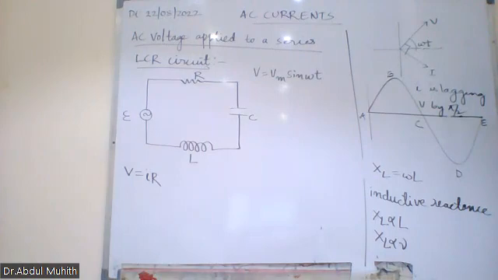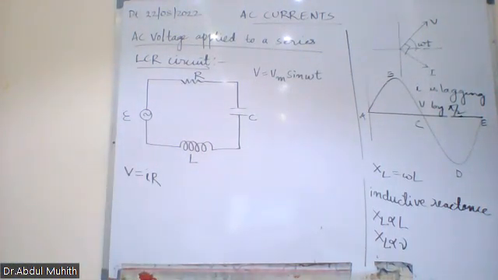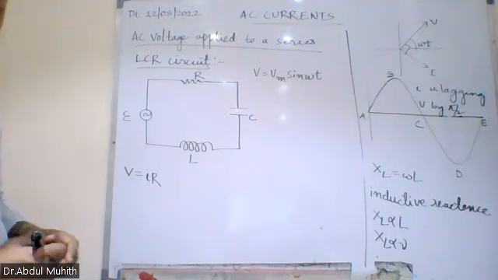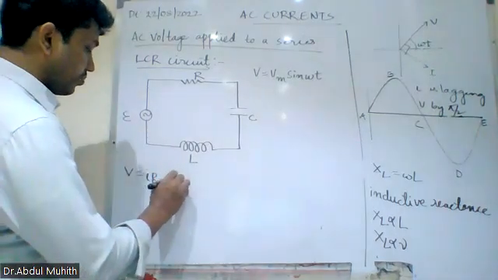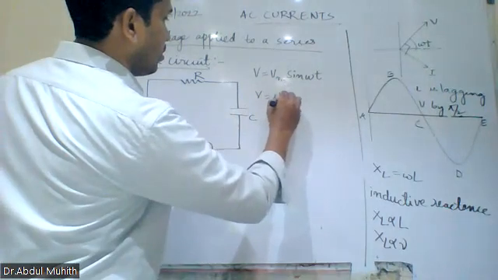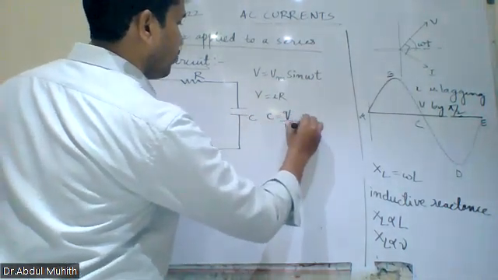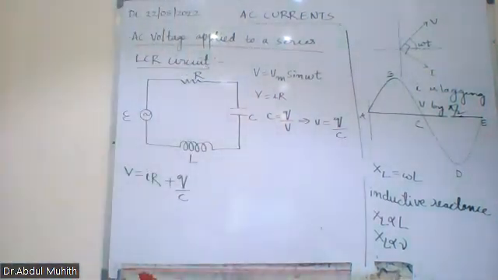As I told you before also, we have to compare one voltage with another voltage. So V is equal to IR, and the capacitor voltage is Q by C. We have the formula: first formula is V equals IR. We have C equals Q by V, which implies V equals Q by C. This is the formula for voltage.